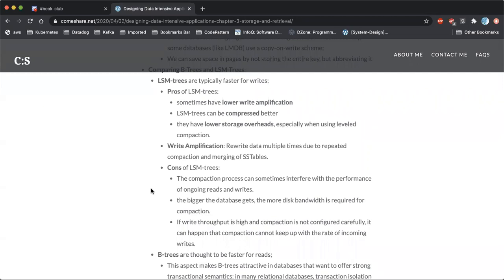LSM trees' pros are that sometimes they have lower write amplification. So I think the author discussed very nicely about what write amplification is. So I'll just read through what he has mentioned.